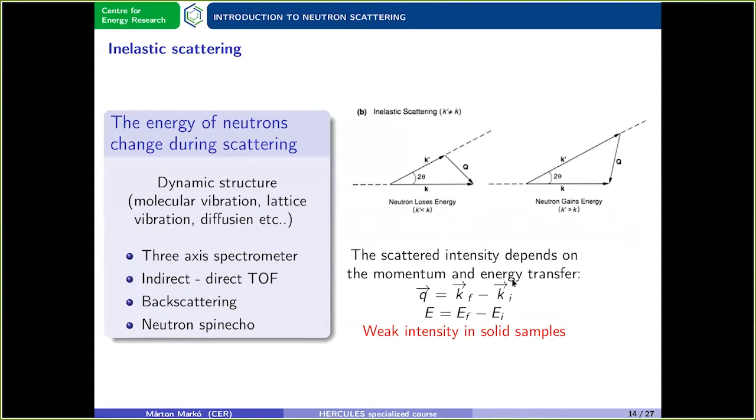And in this measurement, we see a 4-dimensional space. So we are measuring in Q space, in the reciprocal space, which is 3-dimensional, and we are measuring also the energy change. This kind of scattering is very weak, and it needs very large measurement times.